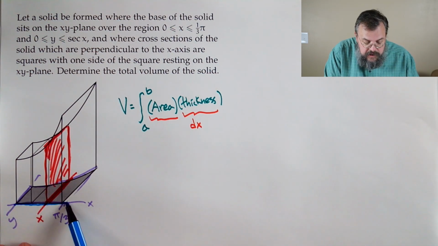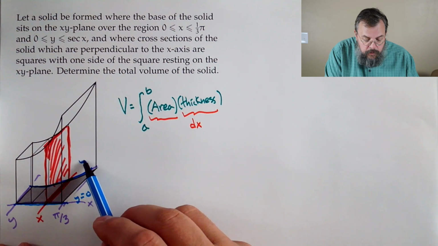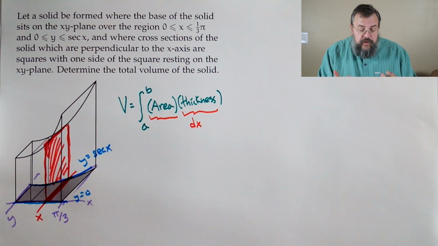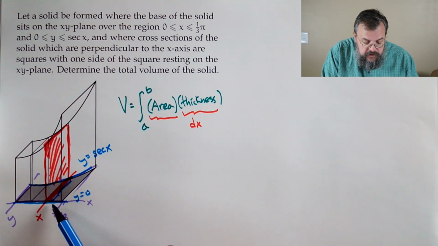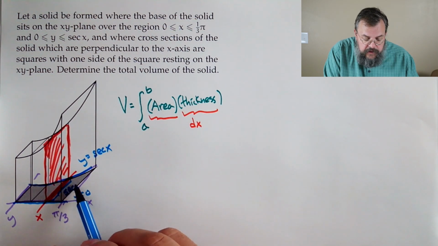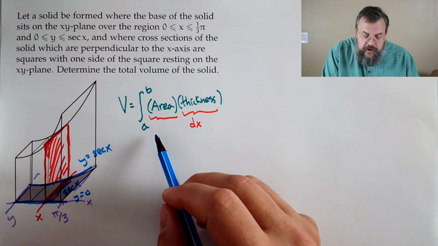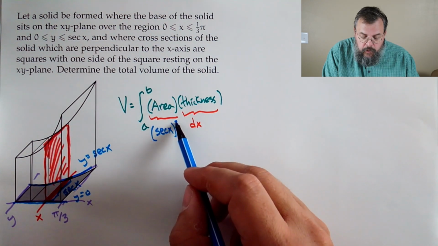This curve down here, that's the curve y equals 0, and this curve up here, that's the curve y equals secant of x. So the length of the side is the distance between 0 and secant of x. So our length is secant of x. So that's the length of one side. So the area will be the secant of x squared.